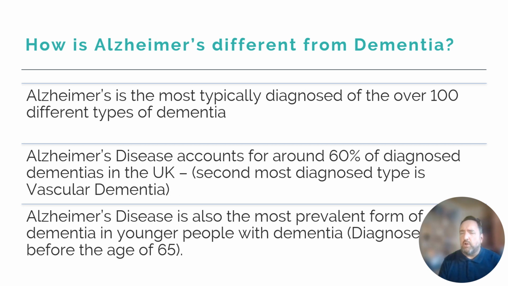that may cause strokes, mini strokes, and that's the cause of issues with cell death and cell problems in the brain. Alzheimer's disease is also the most prevalent form of dementia in younger people with dementia. When we talk about younger people with dementia, we're talking about those people that are diagnosed before the age of 65. Really important to remember that dementia is not just a disease of older people. It can affect anybody at any time of life.